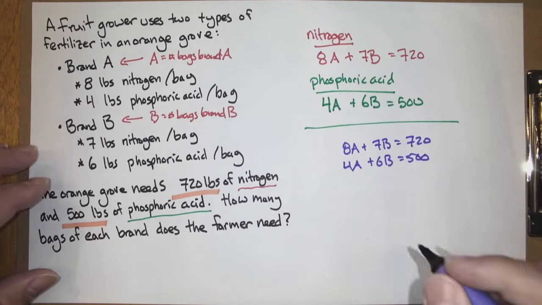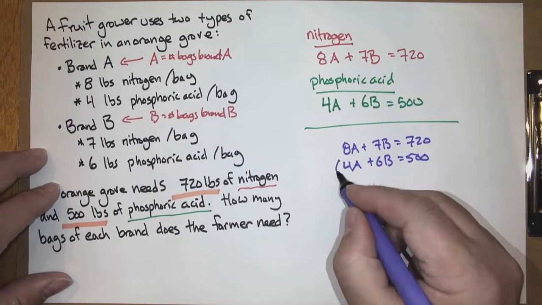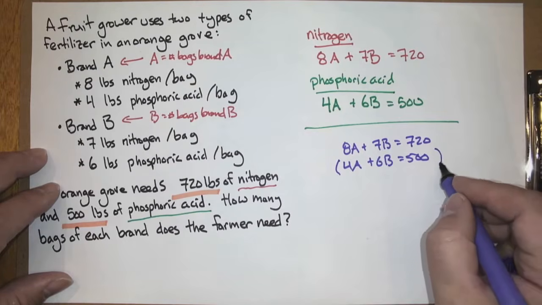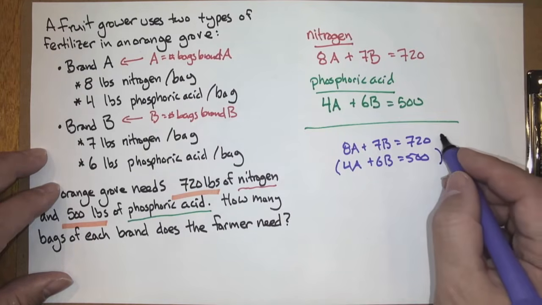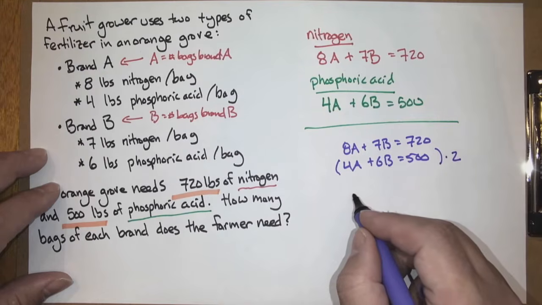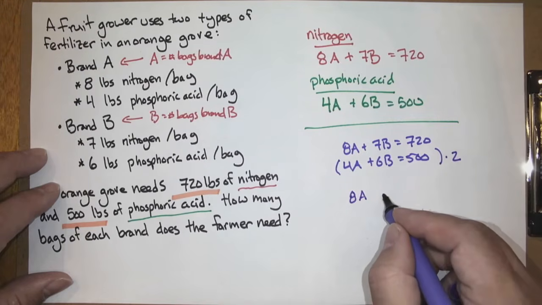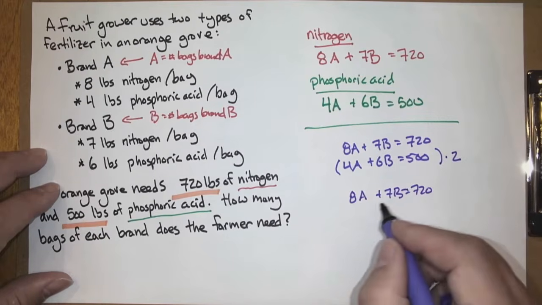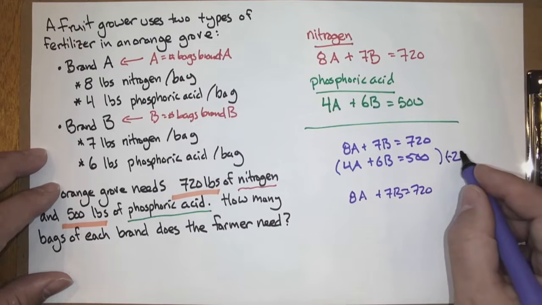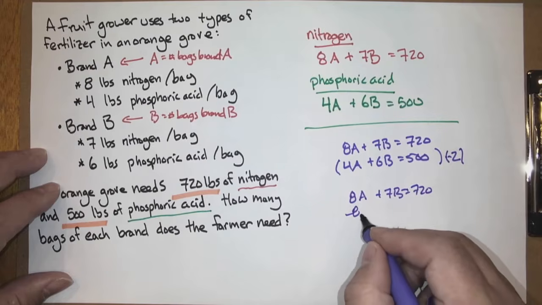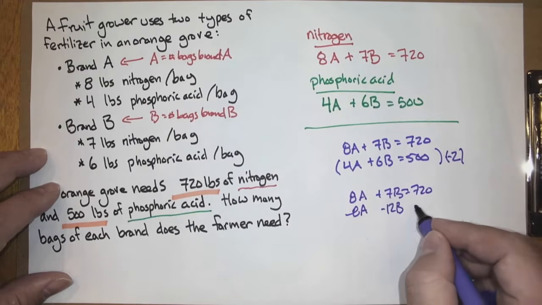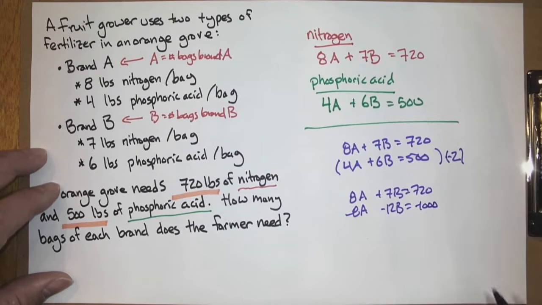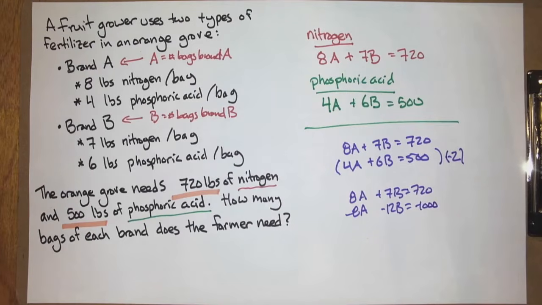So for instance, if we were to take the second equation and multiply this by 2, what would we get? 8A plus 7B equals 720. Maybe let's multiply by -2. Minus 8A minus 12B equals minus 1,000. Because if we multiply the whole equation, everything on both sides by the same amount, it's the same formula.